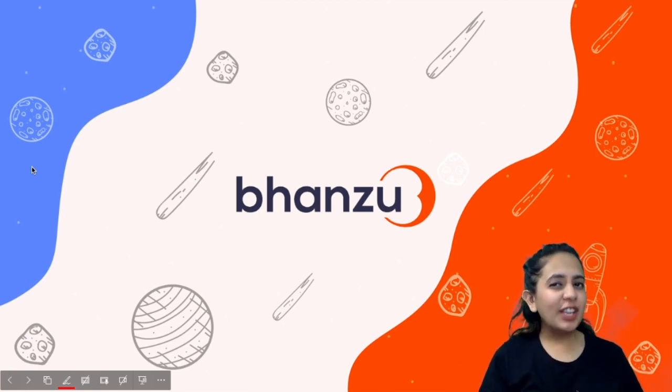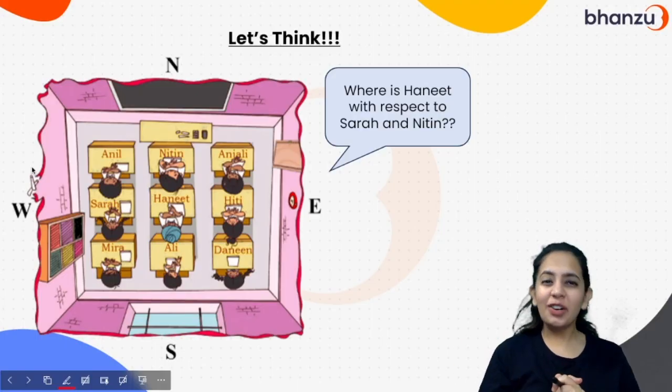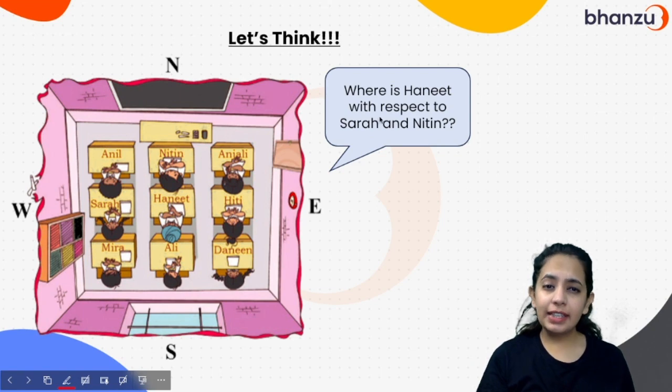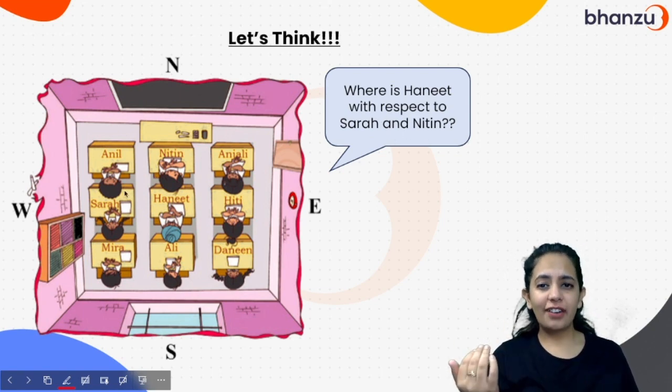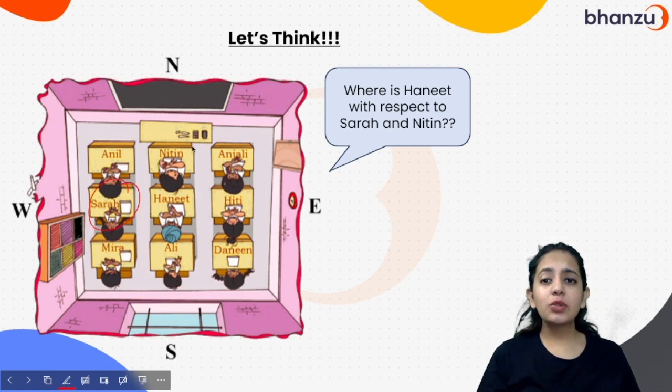Now let me ask you the question because now you're well versed with maps and the reading of the map. So this is the question. Tell me, where is Haneet with respect to Saira and Nitin? You have two people over here, Saira and Nitin. With respect to these two people, you have to tell the position of Haneet.